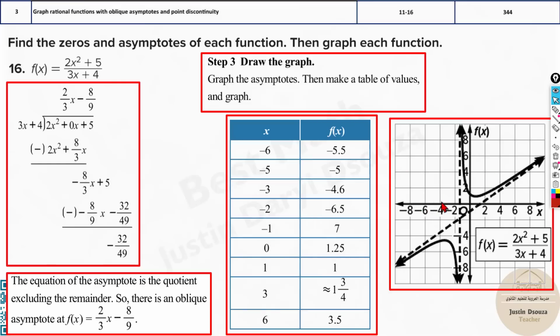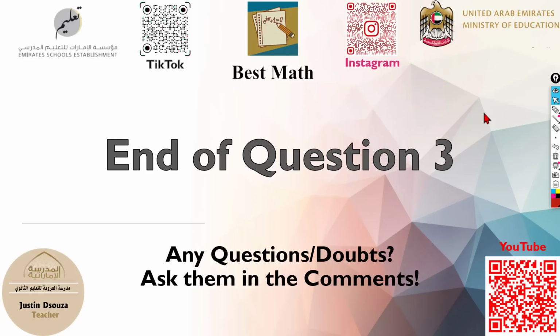And I mentioned there were no real zeros. Why? Because it was an imaginary number. So you can see these graphs do not touch the x-axis. That is how we graph the rational functions with oblique asymptotes, and that's the end of this topic.